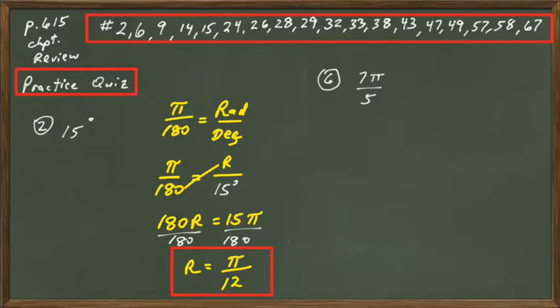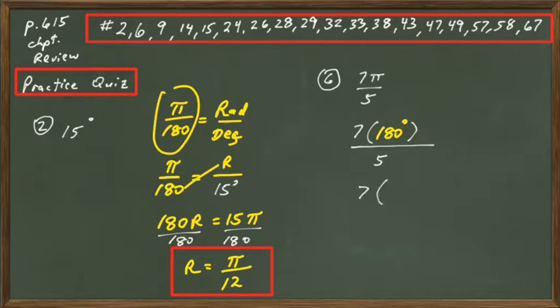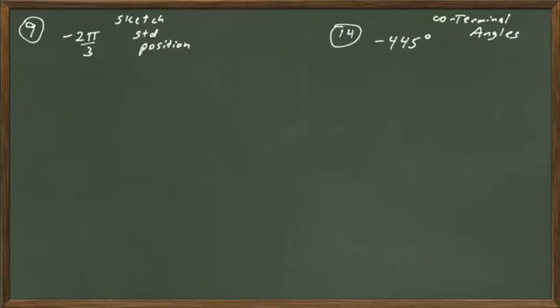We could use that proportion in problem 6, or perhaps we recognize that pi radians is equivalent to 180 degrees, and you could just substitute it in there. So that gives me 7 times, I think that's 36. And when we multiply, I hope you get 252 degrees. So that's 2 and 6.